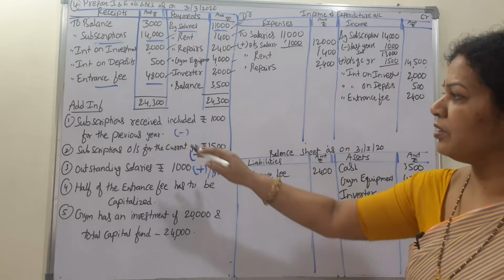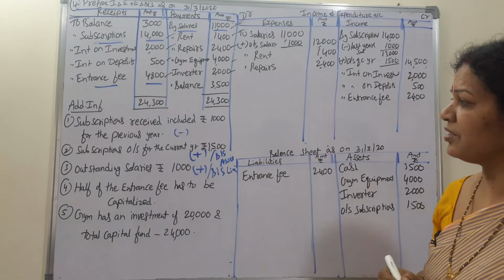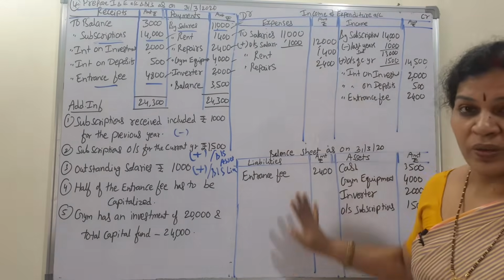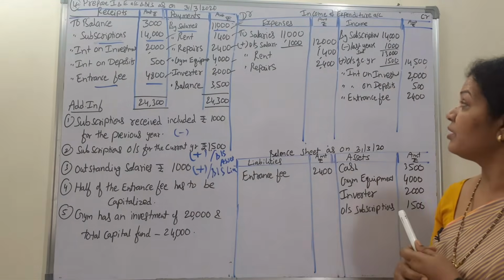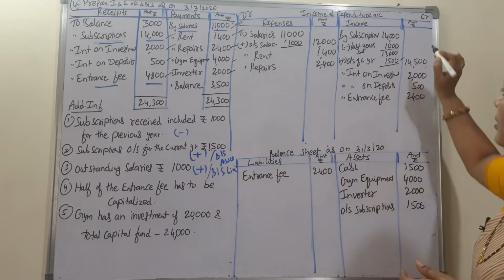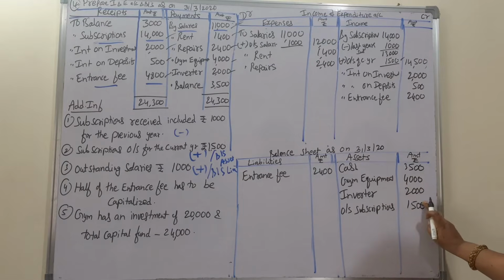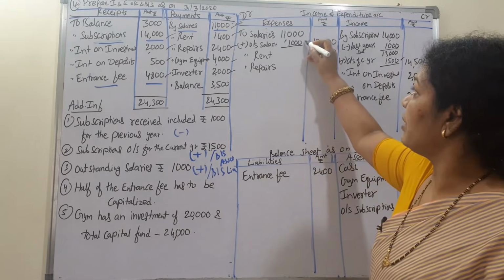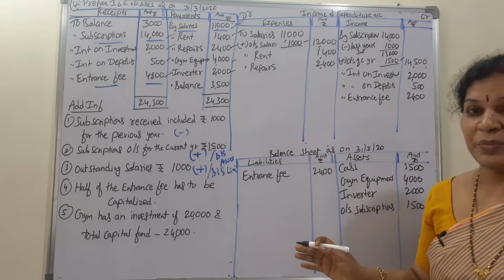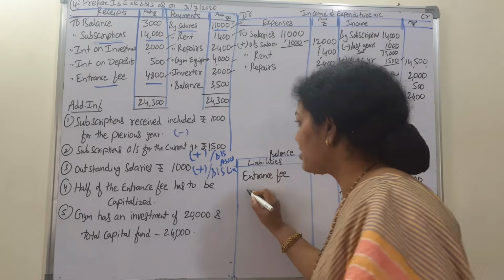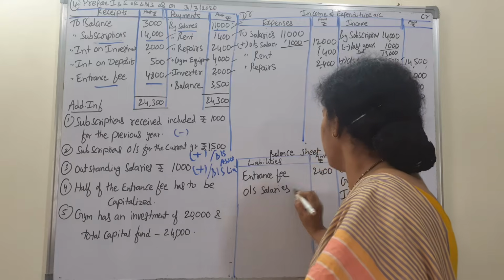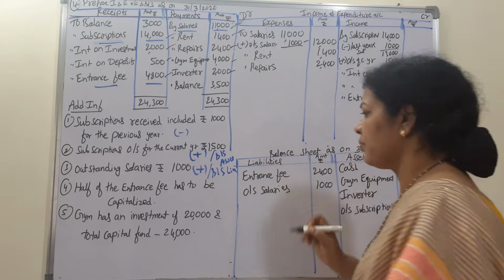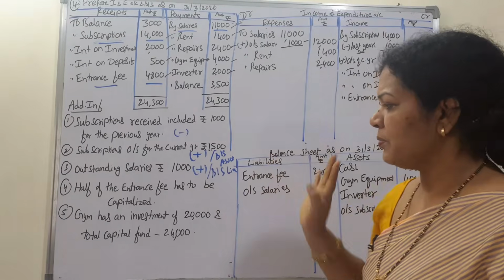Now, subscriptions received included last year's. Last year's is already deducted. Once again, it doesn't come in the balance sheet. Subscriptions outstanding for the current year: outstanding means one time taken here, and receivable, so one time here. Next, outstanding salaries, one time here, and outstanding payable liability. Outstanding salaries, 1,000.